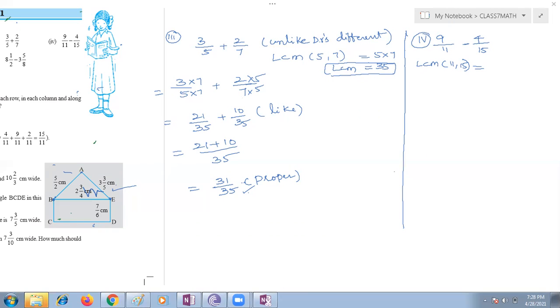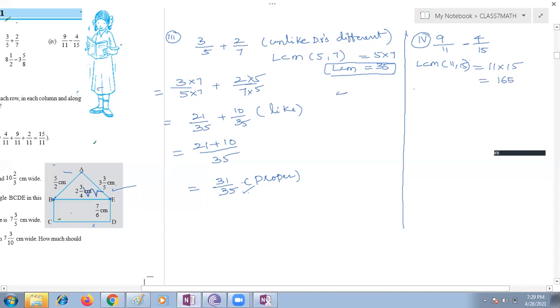Yes, here you are supposed to check. There is no common factor between 11 and 15. So the LCM is 11 multiplied by 15. What is the answer? 165, ma'am. 165. Very good, Nikhil.